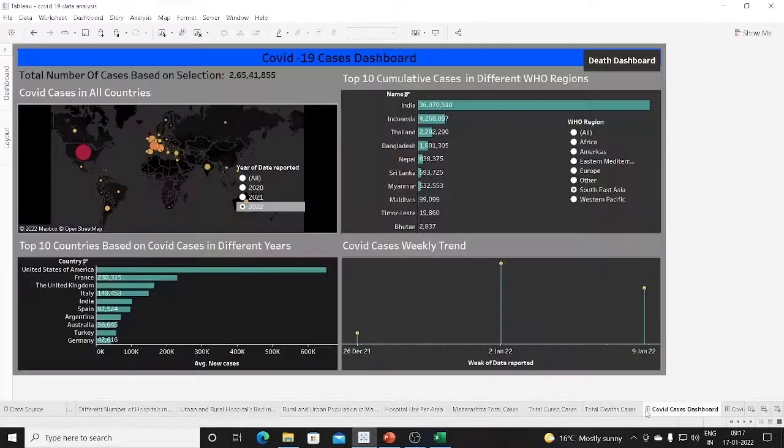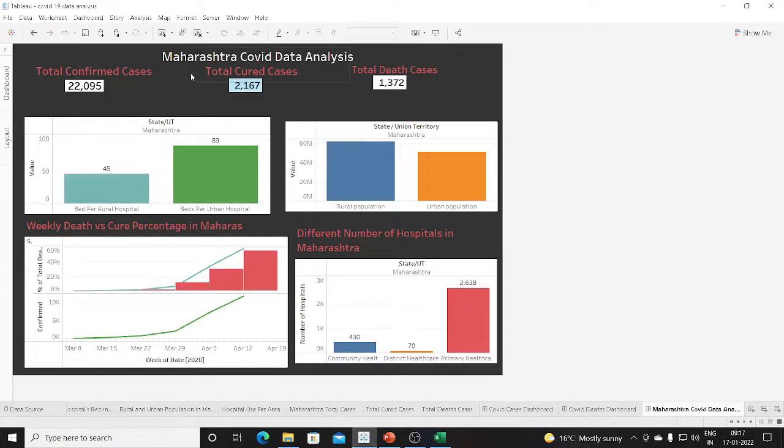Okay, so now here you can see that I have analyzed the data of Maharashtra COVID-19, Maharashtra COVID-19 data analysis. So there are total confirmed cases. You can see that there are 22,095 total confirmed cases, cured cases are 2167, and total death cases are 1372 cases.